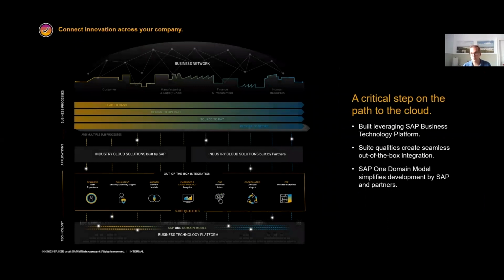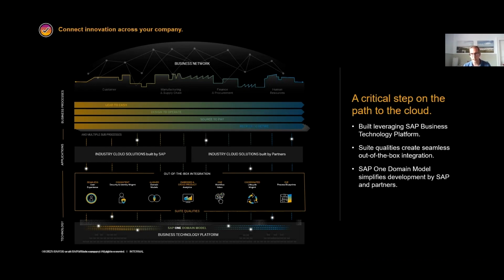And how are we doing this? Well, you might be familiar with this picture already. It is predominantly for us to stick to standards. Standards that have been set already for SAP, where SAP's Industry Cloud solutions are simply applying these standards. This starts with the Business Technology Platform and the SAP One Domain model, where we are making sure that the suite qualities are kept in the Industry Cloud solutions that we are building on the Business Technology Platform, and that there's out-of-the-box integration, so that the Industry Cloud solutions built by SAP and those built by partners integrate seamlessly into the end-to-end business processes and also into the business network. This is for us the basis of everything that we're doing in SAP's Industry Cloud.